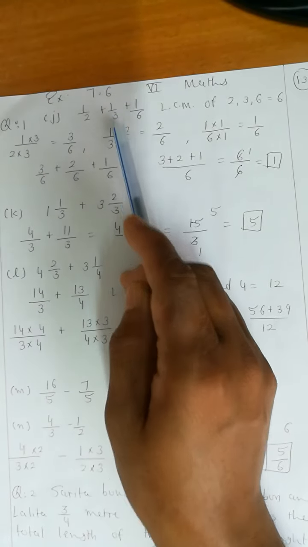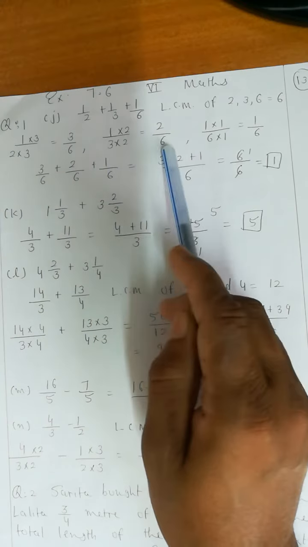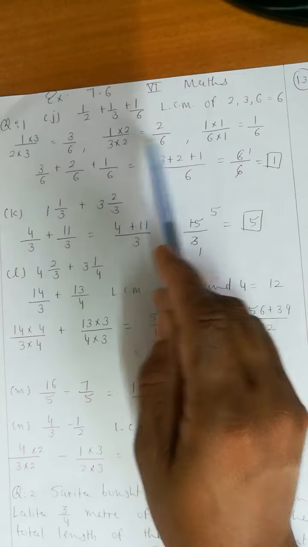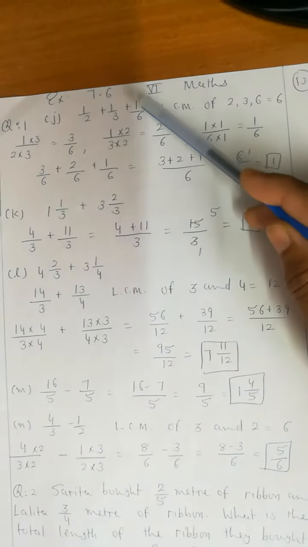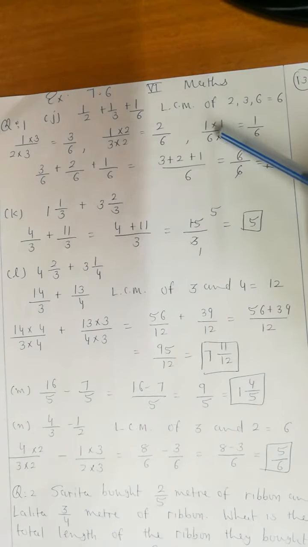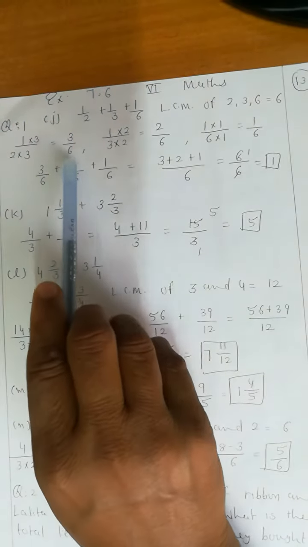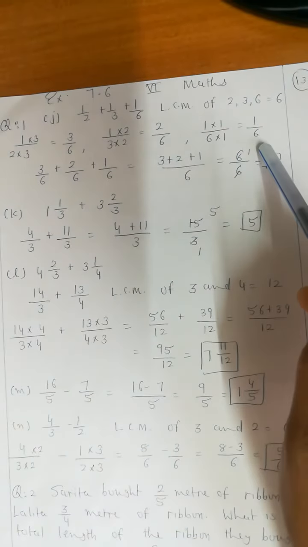Second fraction is 1 upon 3. To get 6 you have to multiply by 2. 1 2s are 2, 3 2s are 6. Here already the fraction is given 1 upon 6. 6 is the LCM, therefore you have to multiply by 1. 1 ones are 1, 6 ones are 6. Now you obtain the numbers 3 upon 6, 2 upon 6, 1 upon 6.